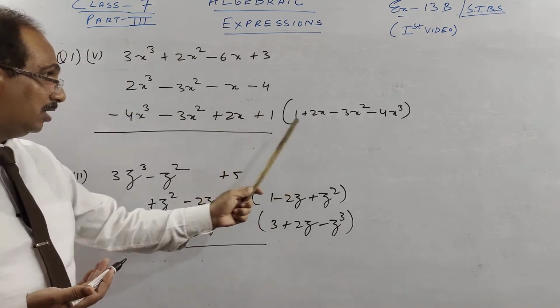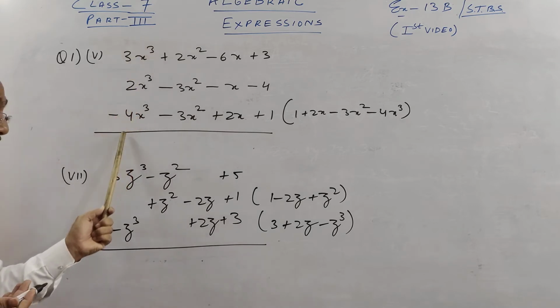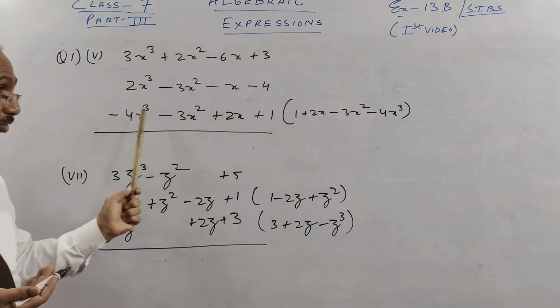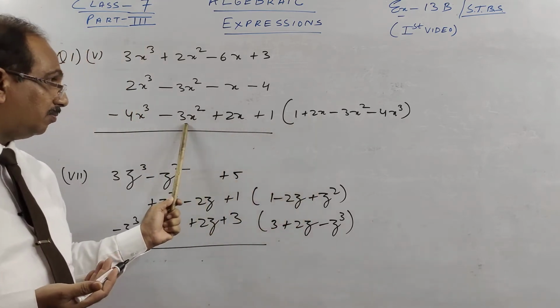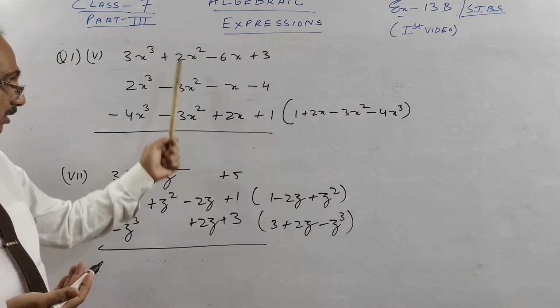I have rearranged below. So this minus 4x cube I bring here. Like terms will be in one column. They should be in descending order: the next square term, the next term, then the constant. These are called constants, these are variables.